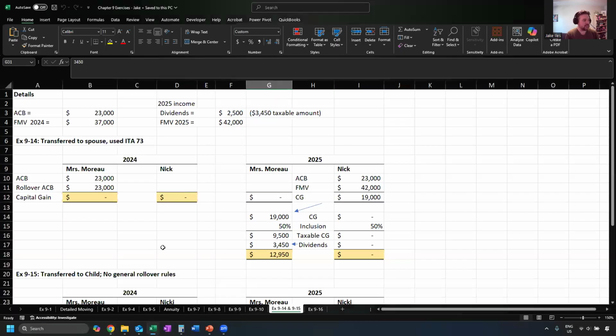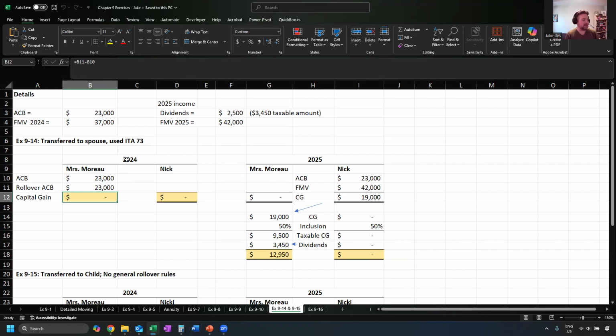The first case is we did not elect out of the rollover, which means those assets are exchanged at cost. So Mrs. Moreau's cost base was $23,000. The rollover ACB will be $23,000. So for Mrs. Moreau, the deemed proceeds of disposition at cost are equal to the cost base. That's a long-winded way of saying there's no gain here. Our deemed proceeds match our cost.